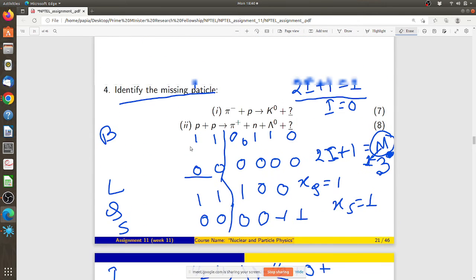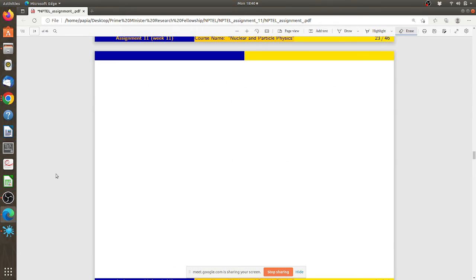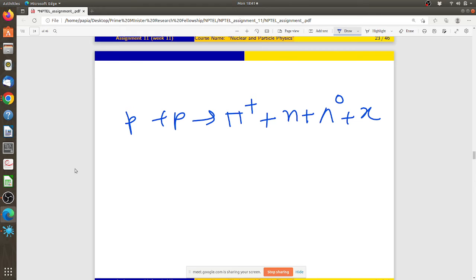What was the question? Pi plus n goes to lambda 0 plus proton? Okay. P plus P. Just a minute. Which one is that? Pi plus pi plus goes to neutron plus lambda 0, lambda 0 plus x, question mark. Okay, so I3. So I3 for P is what? Plus half. Because P and N were there. And for P it will be again plus half.